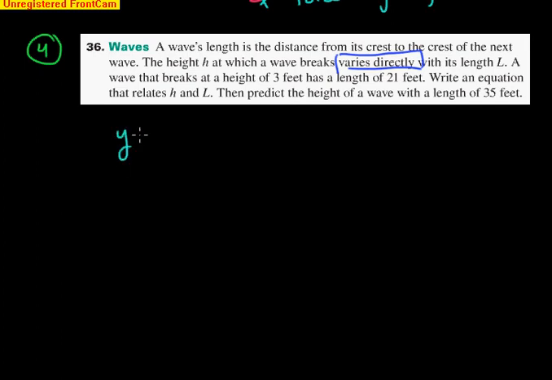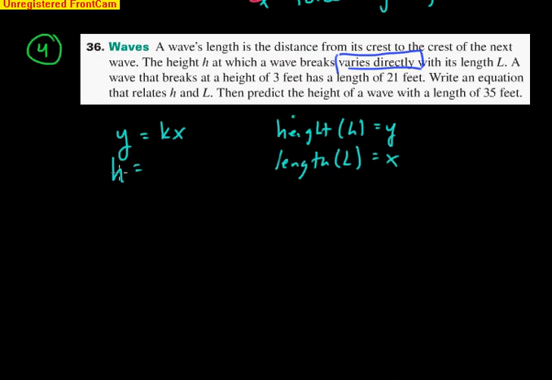So here we go. I already know y equals kx. Now, in this problem, they give me height h, length L. Remember, go left to right. So I'm going to replace h, the height, which is the same thing as y, and L, the length, is going to be x. So I'm going to replace y with h and x with L. K is the constant, and it must remain the same.